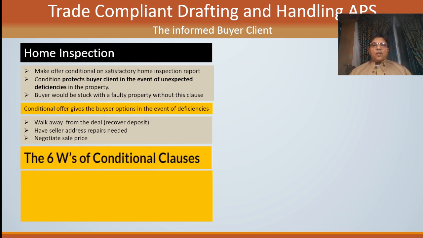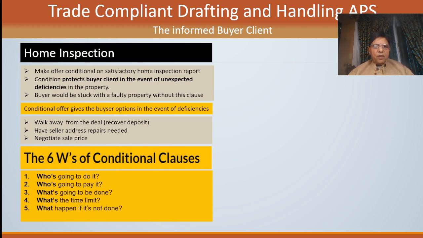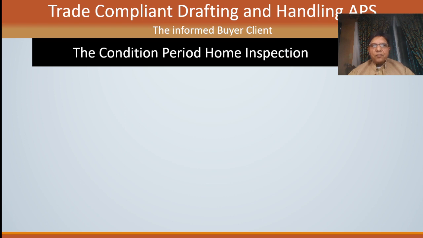Now there are six W's of the condition clause, and what are those? Let's look into it. Number one is who is going to do it, number two is who's going to pay for it, what's going to be done, what's the time limit, what happens if it is not done, and finally, can the clause be waived. Now here, if the clause is waived by your client, make sure that they understand that when they are waiving the clause, they don't have any way to go back. Once it's waived, that is not part of the contract, and the contract is now final. So make sure that they understand this.